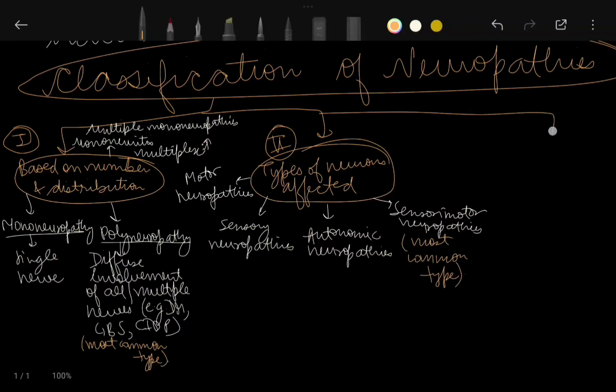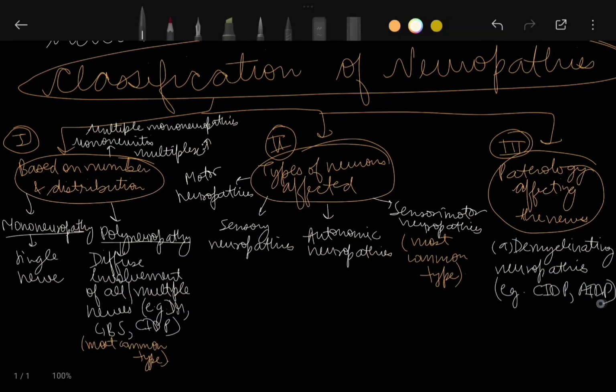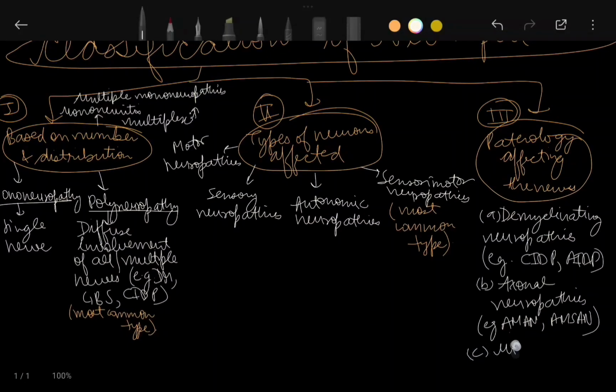Based on the pathology affecting the nerves, they can be demyelinating neuropathies, such as CIDP, chronic inflammatory demyelinating polyneuropathy, and acute inflammatory demyelinating polyneuropathy. Then we have axonal neuropathies, such as AMAN and AMSAN: acute motor axonal neuropathy and acute motor and sensory axonal neuropathy.